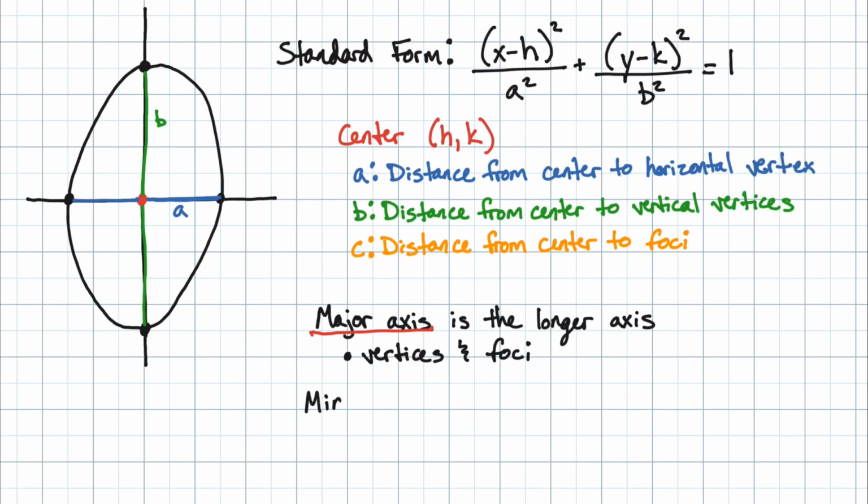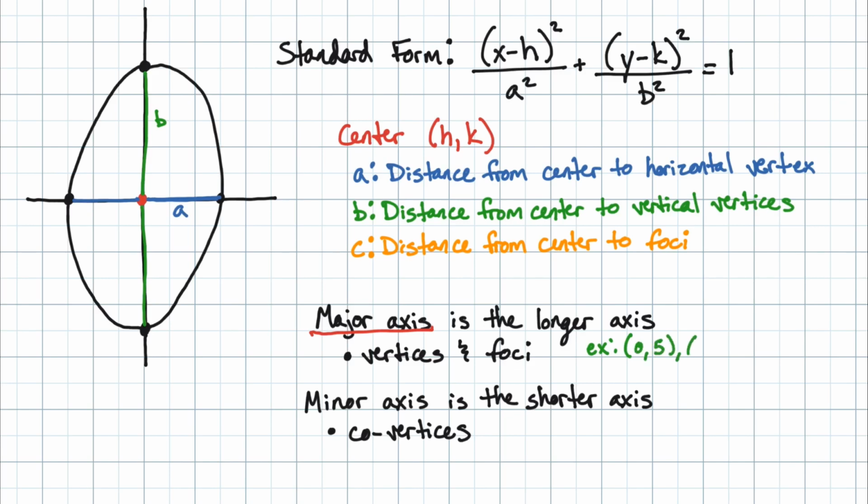The minor axis is the shorter axis. And we call the endpoints of the minor axis the co-vertices. So at least for this drawing that we put in, my vertices are going to be (0, 5) and (0, -5). My co-vertices are going to be (-3, 0) and (3, 0).